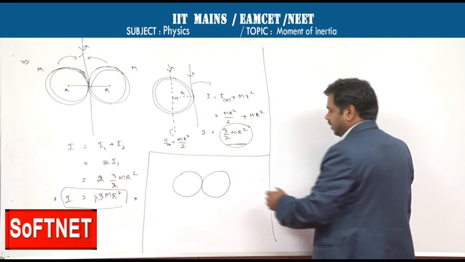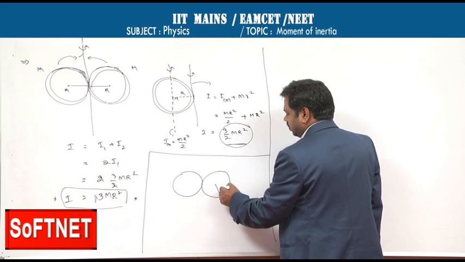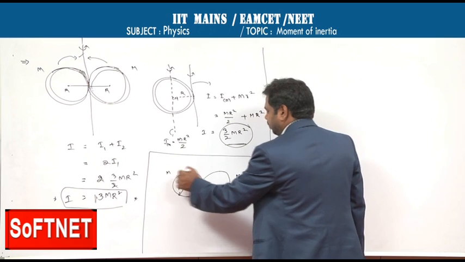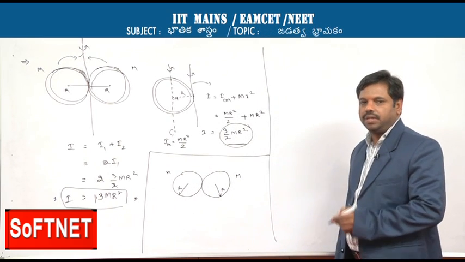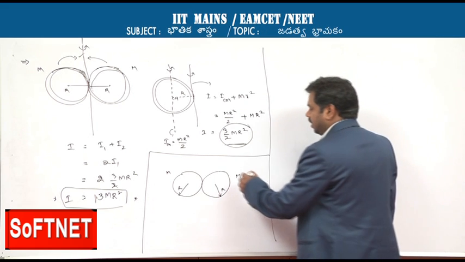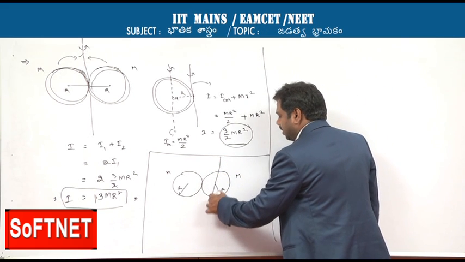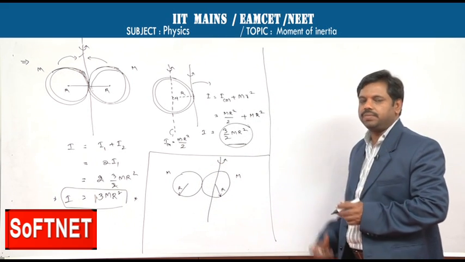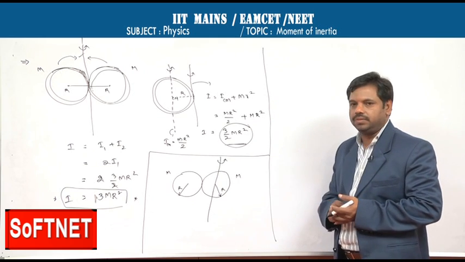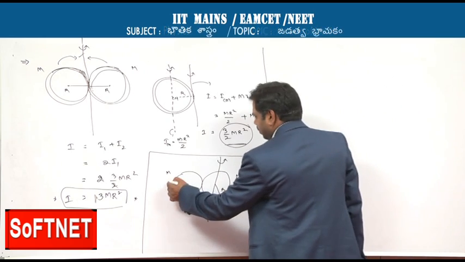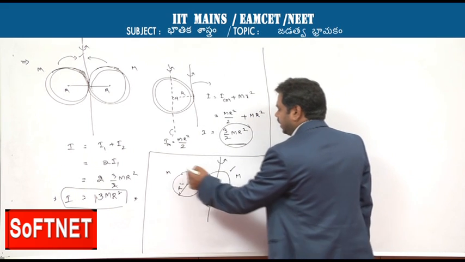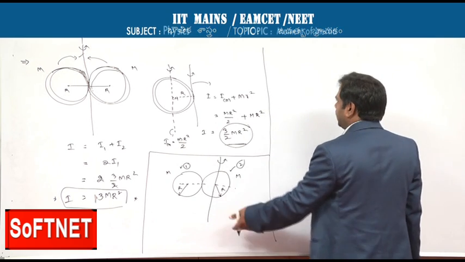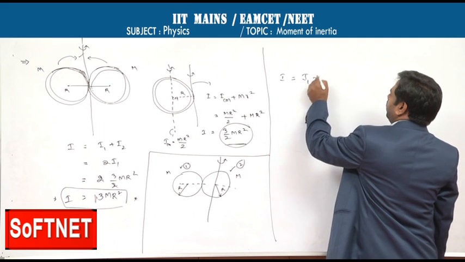Two solid spheres are here, each of radius capital R and each of mass equal to capital M. Now we require to find out the moment of inertia about the diameter of one of the spheres. With respect to this we have to find out. Then how to find out? Again very simple. These are the two bodies, number 1 and number 2. The moment of inertia about this axis simply will become I1 plus I2.